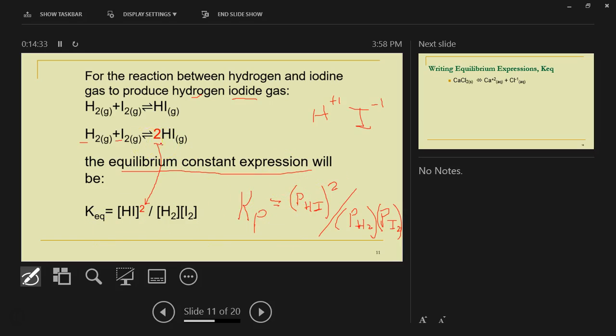I do it based on what the question says. So they specifically asked me for a Kp, that's what I'm going to write. Okay. If they specifically asked me for an equilibrium constant expression, I could, in this case, write either one of these, because they didn't expressly tell me to talk about concentration. So either one of those could have been a correct answer, unless the question specifically asks for one or the other. Please read your questions carefully.